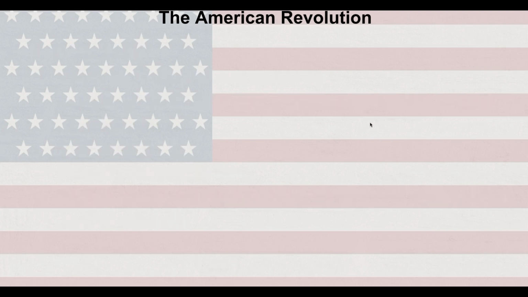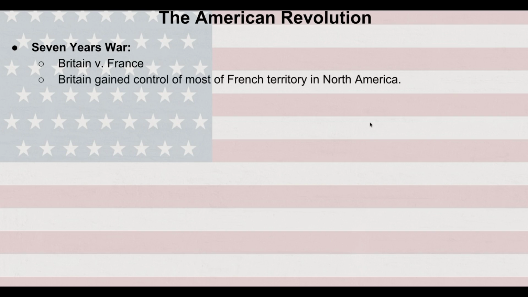So what's going to happen? Well, the American Revolution really has its origins in the 7 Years' War, which was a war between Britain and France for control of the North American continent. And the outcome of the war is going to demonstrate that the British are going to gain control of most of French territory in North America. So the British are going to emerge as victorious.